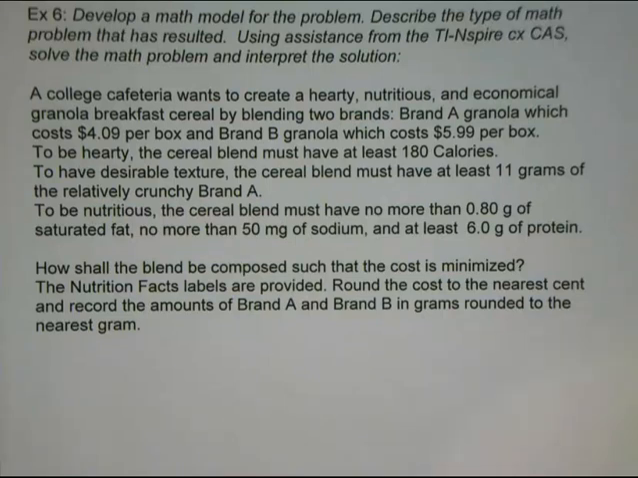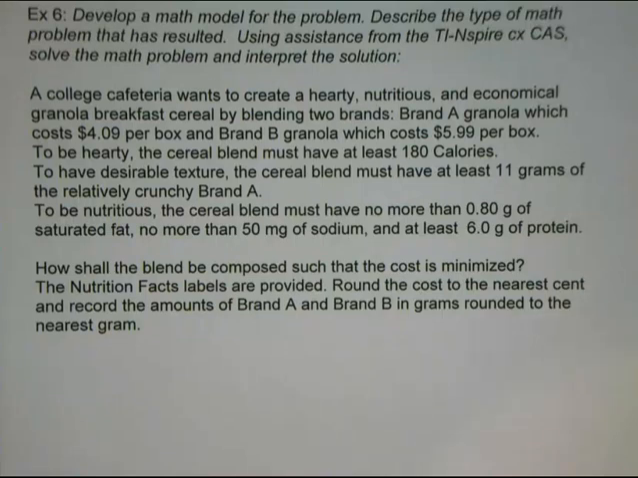A college cafeteria wants to create a hearty, nutritious, and economical granola breakfast cereal by blending two brands. Brand A granola, which costs $4.09 per box, and Brand B granola, which costs $5.99 per box. To be hearty, the cereal blend must have at least 180 calories. To have desirable texture, the cereal blend must have at least 11 grams of the relatively crunchy Brand A.